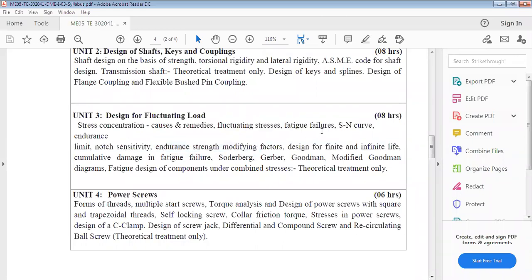But today we'll go into more detail on the SN curve and design for finite life. And then in the next lecture, we'll talk about these different diagrams. Okay, and then we'll take a numerical of that. So this is the way we are going to go ahead with the syllabus coverage.